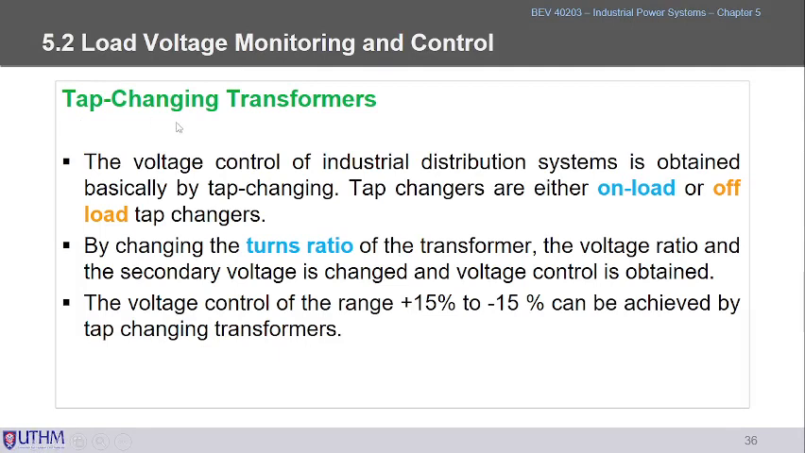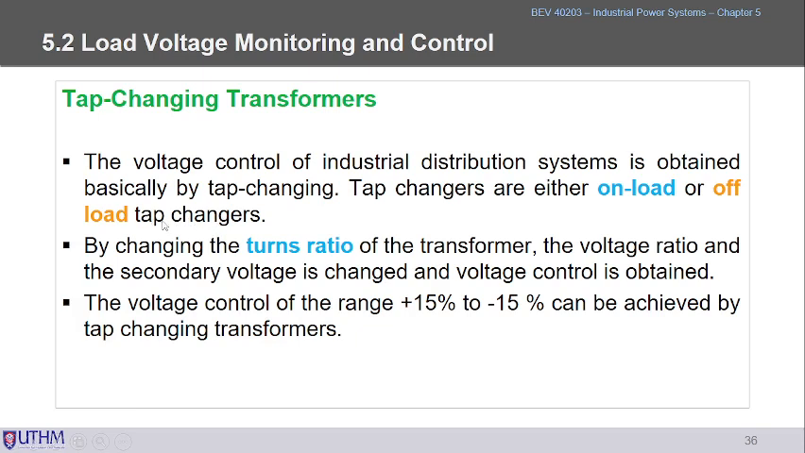The last one is the tap changing transformer. As we have learned in chapter 2, we have either on load or off load tap changers. On load means that while the transformer is energized, it will automatically adjust the tap to a certain level of voltage. For off load, of course, you have to de-energize the transformer first and switch it off, then you can do the tapping. So it is very slow and ineffective.